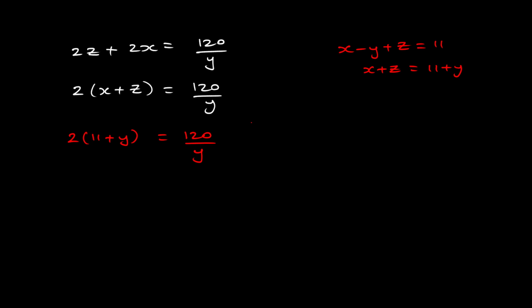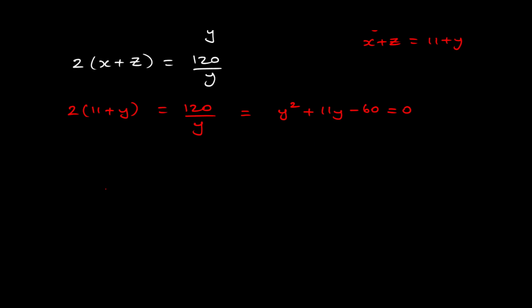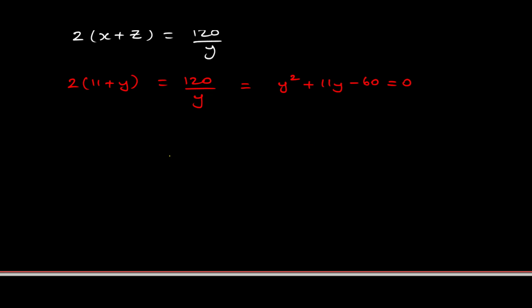All right, great. And we could actually rewrite this equation and form a quadratic from it. Let's divide both sides by 2. So the 2 would cancel and we would have 60 on that side. So we'd be left with y squared plus 11y minus 60 being equal to 0. So that would be our new equation, and we could simply solve this quadratic here. So y squared plus 11y minus 60 is equal to 0.